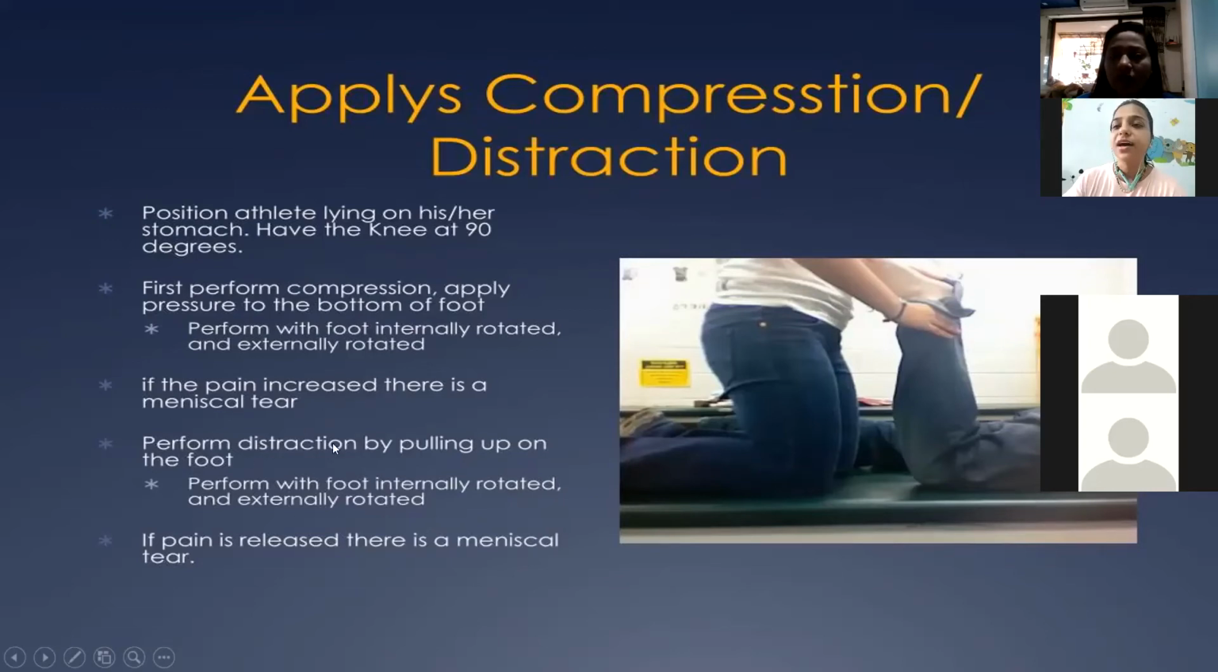Again, perform the distraction by pulling the foot upwards. Perform with the foot internally rotated and externally rotated. If the pain is released, then there is a meniscal tear. Here, I would like to add one more thing: if the rotation plus compression is more painful and shows the maximum rotation, then it is mostly a ligamental injury. And suppose the rotation plus compression is more painful, but minimum rotation is present, then it is most probably a meniscal tear.